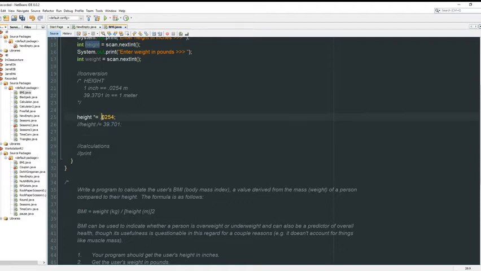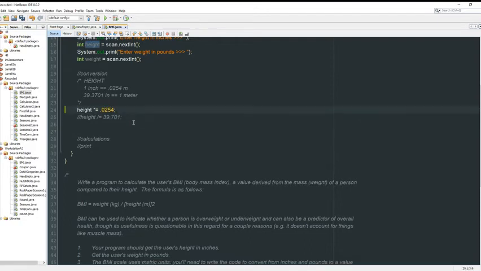So I stopped at 4 decimals here. I stopped at 3 decimals here. If you have more or less, your answers will vary slightly, but they're still going to be within that scope of, that's fairly acceptable, okay? So that's our height taken care of.